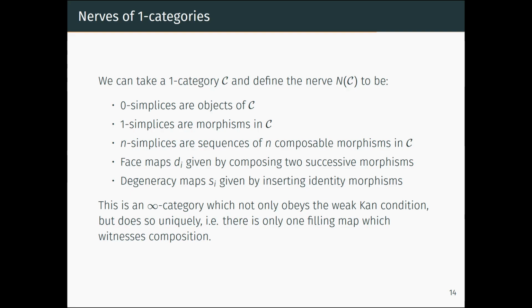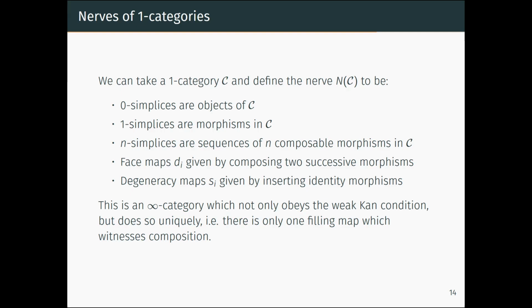We have a pretty nice way to make infinity groupoids from a topological space, but so far we don't really have a way to make an infinity category yet. So one of the most standard canonical examples is we can take a one category and we can define the nerve of it. So we have zero simplices, or points, are just going to be objects of C. Our one simplices are going to be morphisms. And in general, our n simplices are going to be sequences of composable morphisms. So, object, morphism, object, morphism.